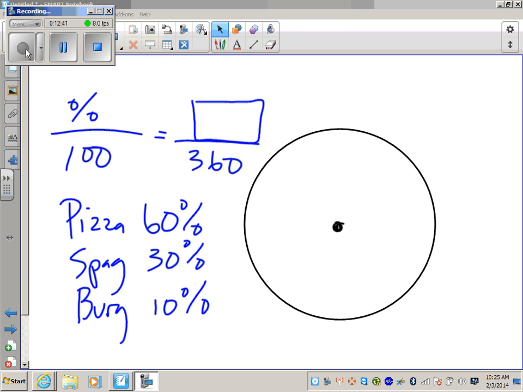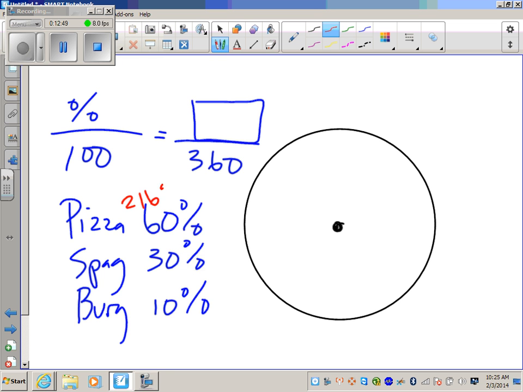Degrees for pizza. How many degrees about? What was it? About 216, right? How about the spaghetti? Kishana? 108, it's fine. And the burger was 36, okay? So now what it comes down to is this, when you look at those, knowing that the entire thing is 360.